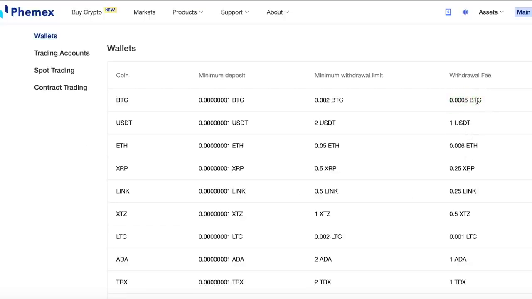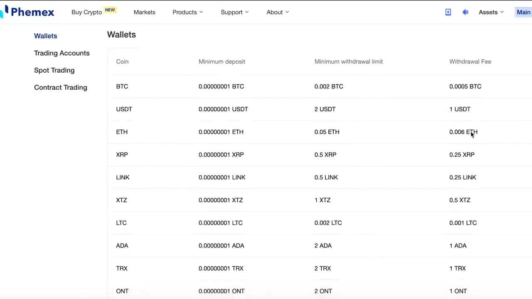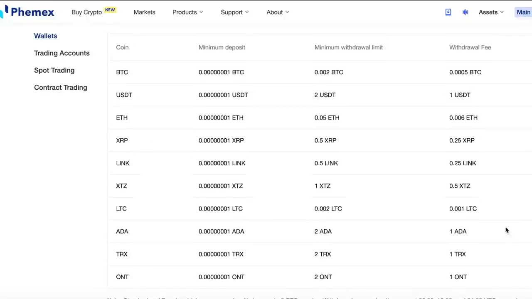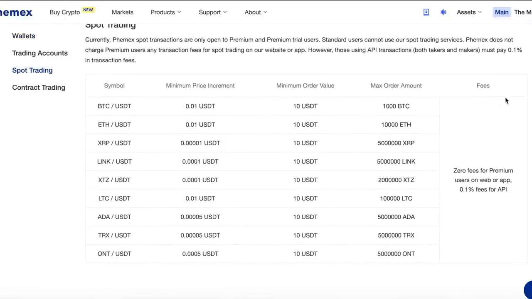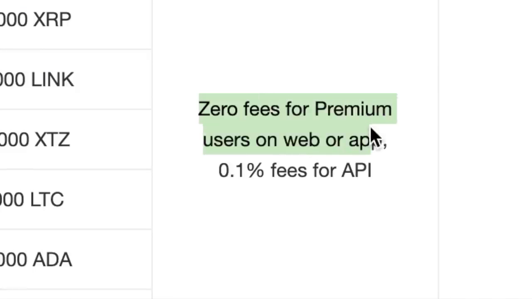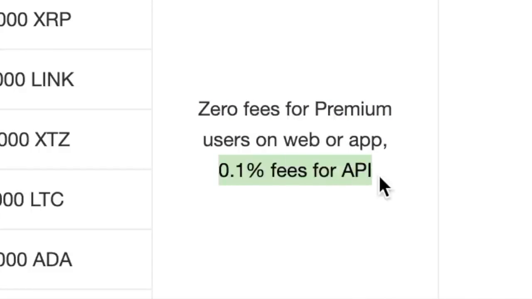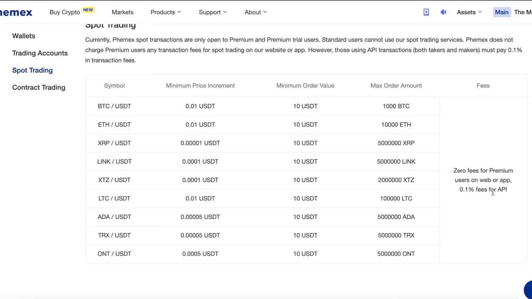So this is the Bitcoin withdrawal fee, $1 Tether for withdrawing US dollar Tether, and so on. You can see all of the different fees right there. Now, if we click spot trading here, you can see that there are 0 fees for premium users on web or app and 0.1% fees for API. So make sure to get Phemex Premium to start trading on spot with 0 fees.